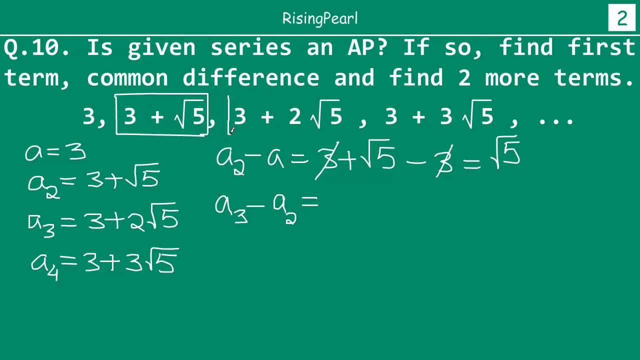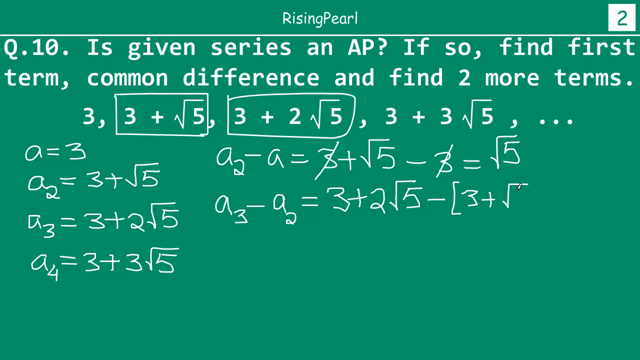So we are taking a look at this term. This is A3. A3 minus A2. So A3 is 3 plus 2 square root 5. This is A3 minus, we will write it in a bracket because we have 2 terms, A2, which is 3 plus square root 5. So 3 minus 3 will cancel out, and 2 square root 5 minus square root 5 will be 1 square root 5, or simply square root 5.